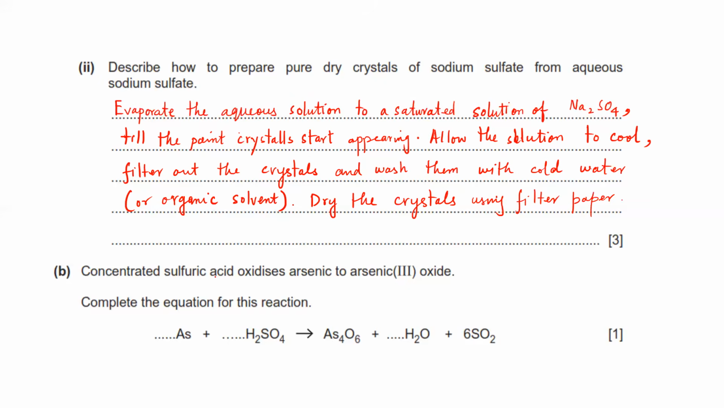Then part B: concentrated sulfuric acid oxidizes arsenic to arsenic 3 oxide. Complete the equation. So we have to complete this equation. So let's see. We have 4 arsenic here, so let me add 4 here. Let's see what happens. So 4 here. So oxygen is 6.